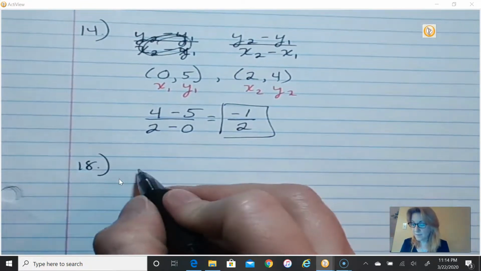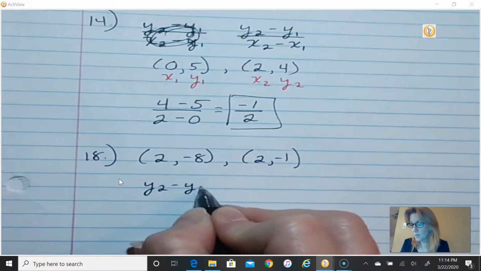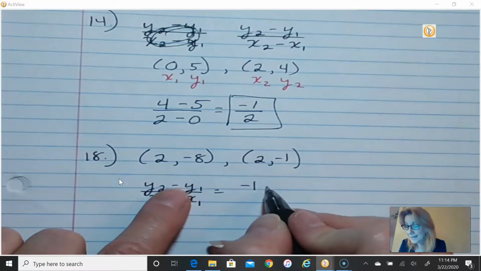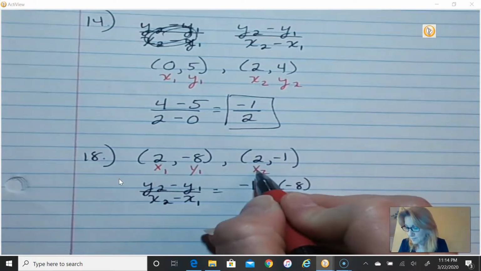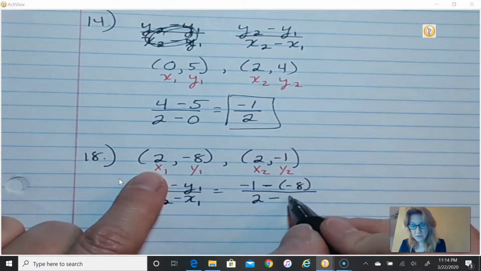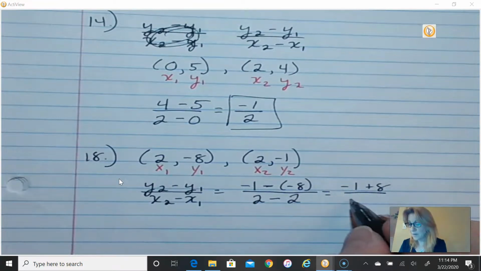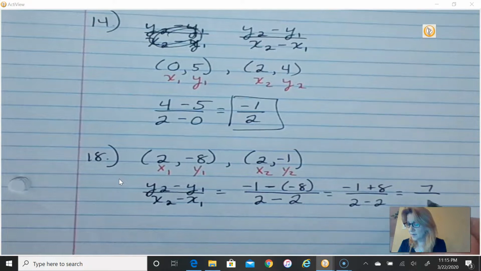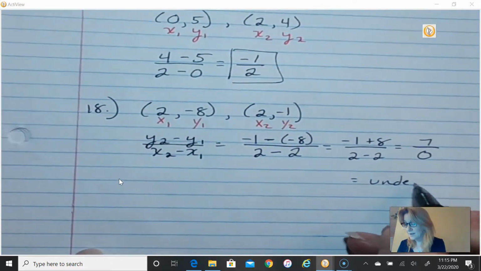One more. I'll go quick. 18 looks like this. y2 minus y1, x2 minus x1. Your y2 is -1 minus -8. Oh, I forgot. x1, y1, x2, y2. Make sure you write that down. x2 is 2 minus 2. A negative in front of a negative is positive, so we have -1 plus 8, and then 2 minus 2. So -1 and 8 is 7, and then 2 minus 2 is 0. What did I say happens if the 0's in the denominator? That's right, it's undefined.